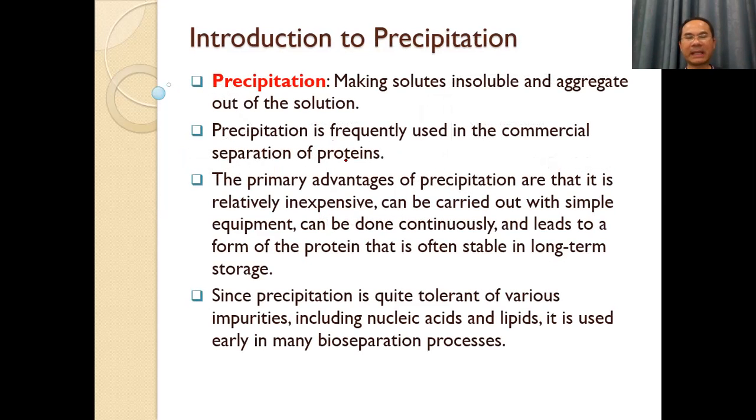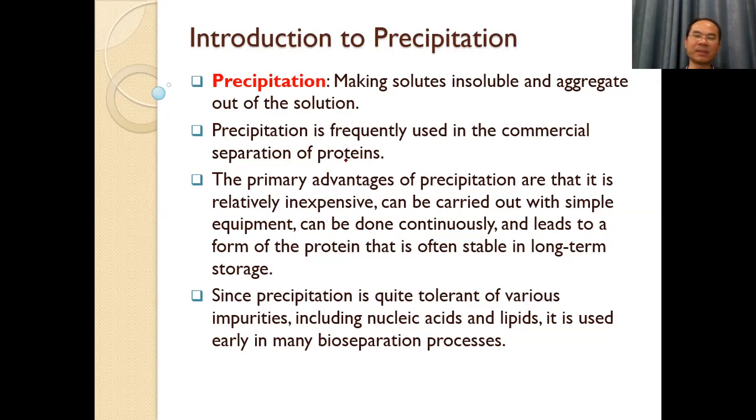Let's study the principle of precipitation. The precipitation technique makes the solute insoluble, so that it aggregates out of the solution. In the first step, we add a precipitating agent, which makes the solute insoluble, and then it forms the solid phase and separates out. Precipitation is used in the commercial separation of protein.